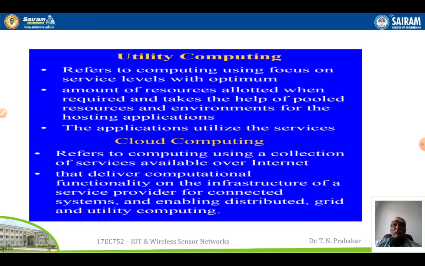So I have a computing that is dedicated particularly for street light operation, right? That is the utility, the street light operation. And it uses an optimum amount of resources. It is not going to have maximum resources or minimum resources. What is the optimum level? Only the optimum amount of resources will be used for that. And supposing it needs some other help, right? Supposing the resources are not sufficient, then it will take the help of pooled resources and the environment.